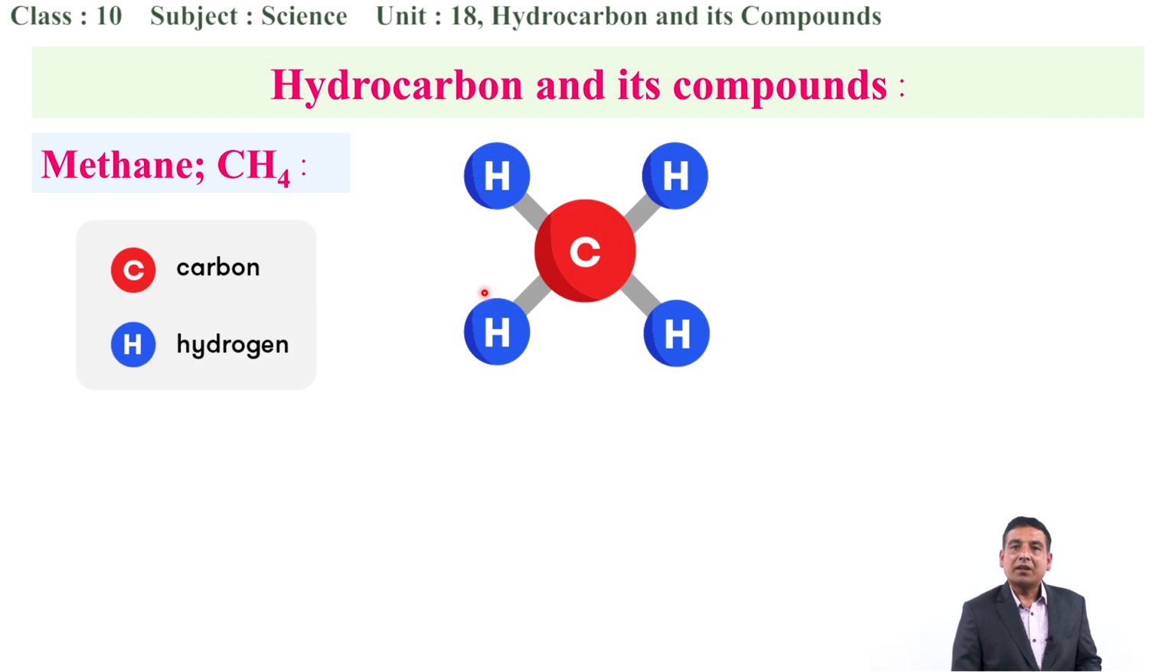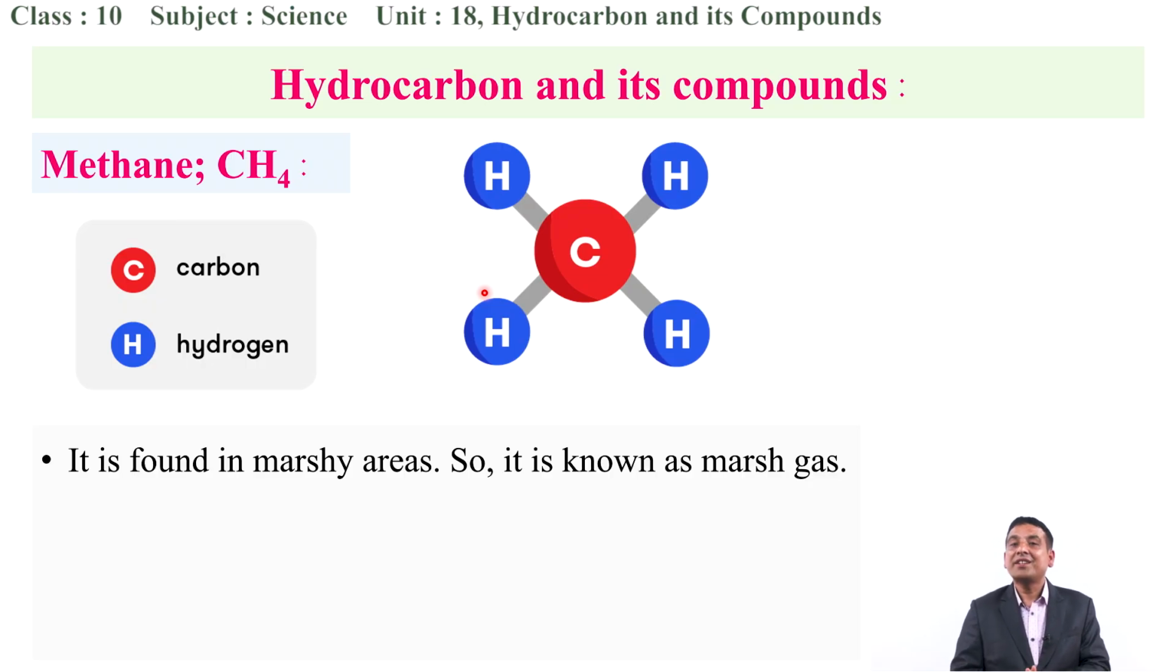Then it has some distinguishing properties, like it is found in marshy areas. What is this marshy area? That means the area in which there is sedimentation or precipitation of water, or the water may remain throughout the year. In Nepali it is Dabdabe Hilo, as well as Simsar. So it is known as marsh gas, because in such marshy areas the methane gas can be found.